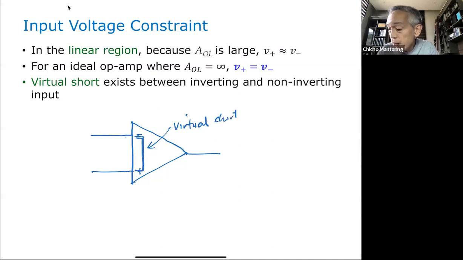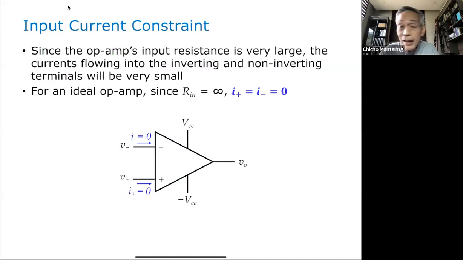Which makes V plus equal to V minus. Now, why do we say it's a virtual short? In fact, this is a little bit of an enigma. It's a virtual short because it is not a real short in the sense that your current is equal to 0. Since Rin is equal to infinity, your current is equal to 0.